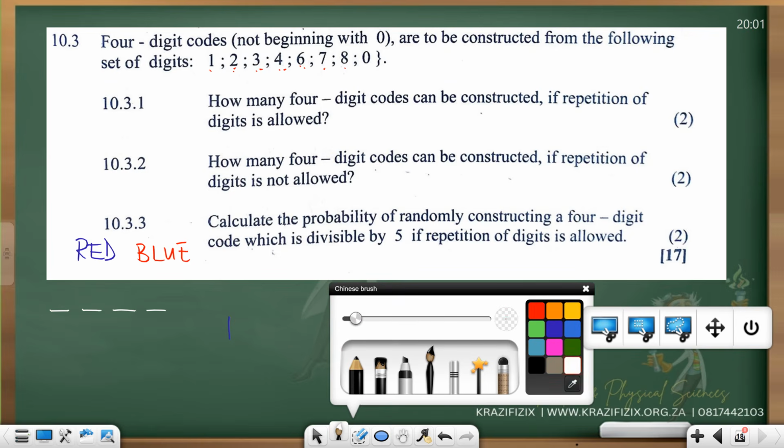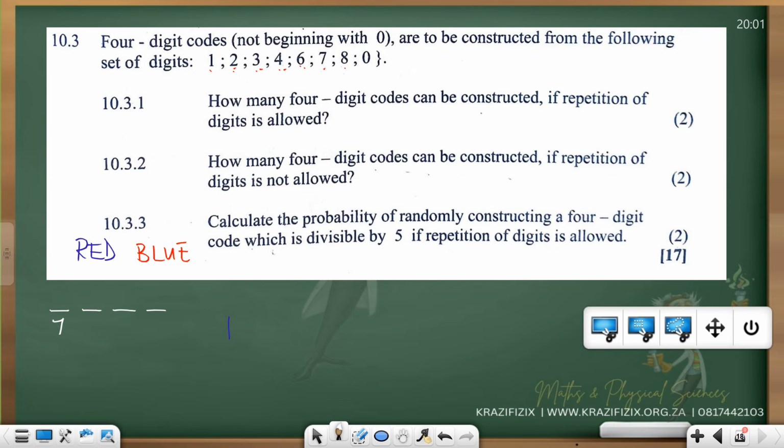So our first one, we have what? 7 options. Why 7? I cannot start with a 0. Now, if digits repetition is allowed, it means now I can use all the numbers again, including 0. So how many options do I have? So it's 7, 8, 8, and 8.